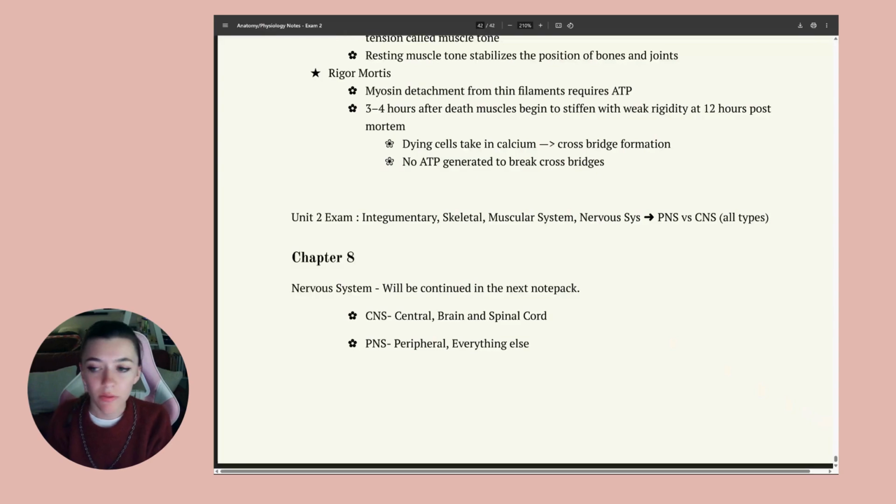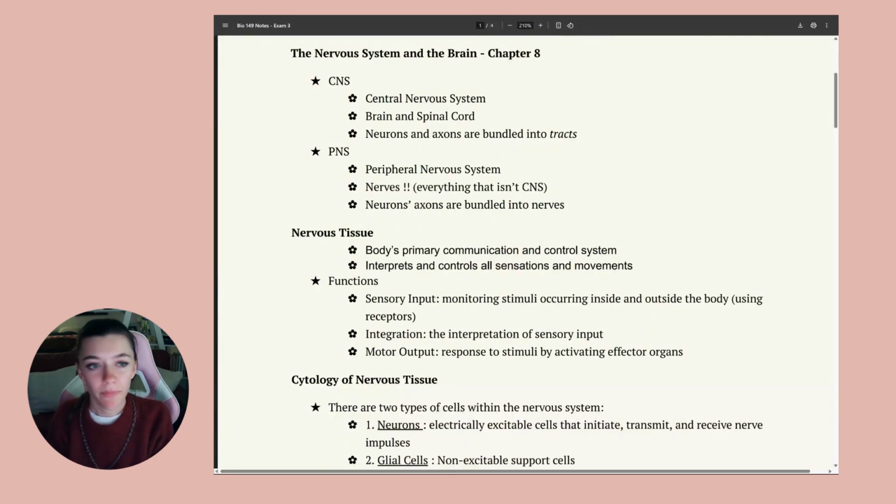Now we're going to switch over to what we have so far on the central nervous system as well as the peripheral nervous system. This is going to be chapter 8. So we've got the nervous system and the brain. CNS, central nervous system, includes your brain and spinal cord. Neurons and axons are bundled into tracts. Peripheral nervous system: nerves, everything that isn't the central nervous system. Remember, central is brain and spinal cord. PNS is everything else. Neurons and axons are bundled into nerves.